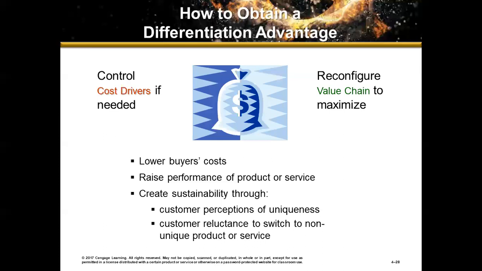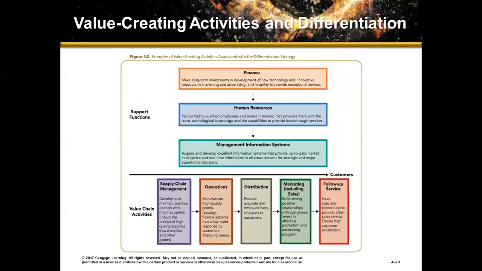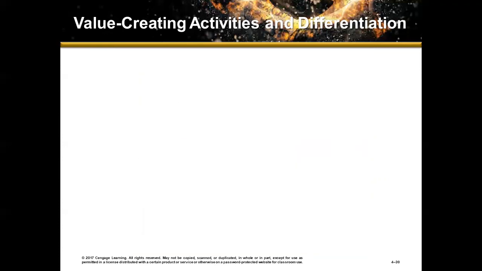Control cost drivers if needed, reconfigure the value chain to maximize, lower buyer's cost, raise performance of product or service, create sustainability through customer perceptions of uniqueness, customer reluctance to switch to a non-unique product or service, value-creating activities, and differentiation. Again, we have the support functions and value chain activities.